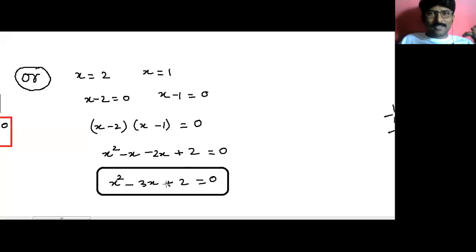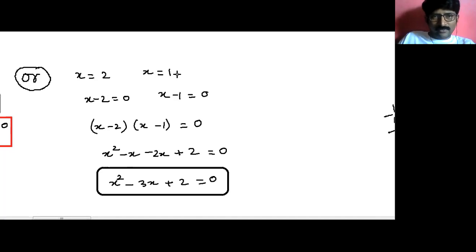Okay, students, now there is another way to frame the quadratic equation when the two roots are given. When x is equal to 2 or x is equal to 1, it's given to us. We can frame the quadratic equation by this method also. It's just the reverse method of factorization. So x is equal to 2 means x minus 2, get this 2 on the other side. So x minus 2 is equal to 0.